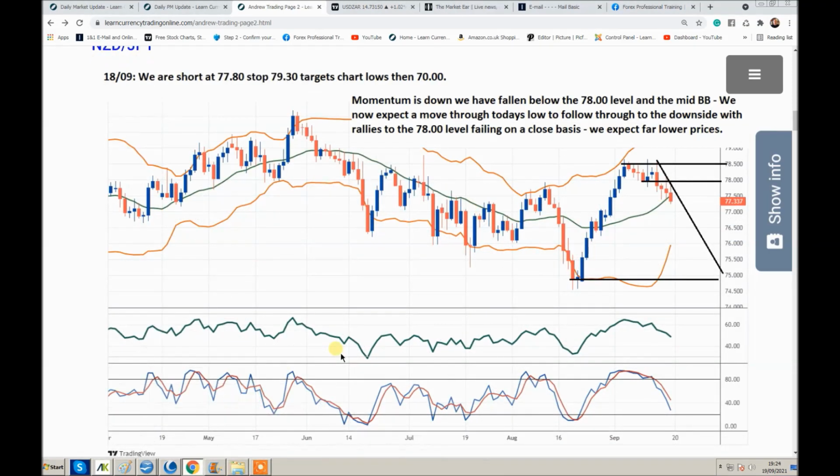Right, this pair is NZD JPY. Very similar to USD JPY, the NZD goes on a real tear to the upside, pokes at the outer Bollinger Band, then we come off a bit. We wait to come in through the 78 level here. It tries to get back up, a lower high, choppy price action, but down. Not much out of this pair yet. I view it as a sell, going back to chart lows. And long term, I'm looking for a move to 70.